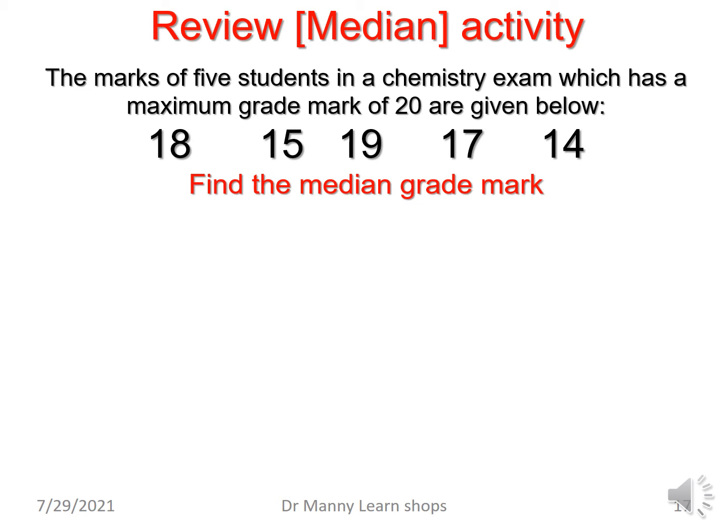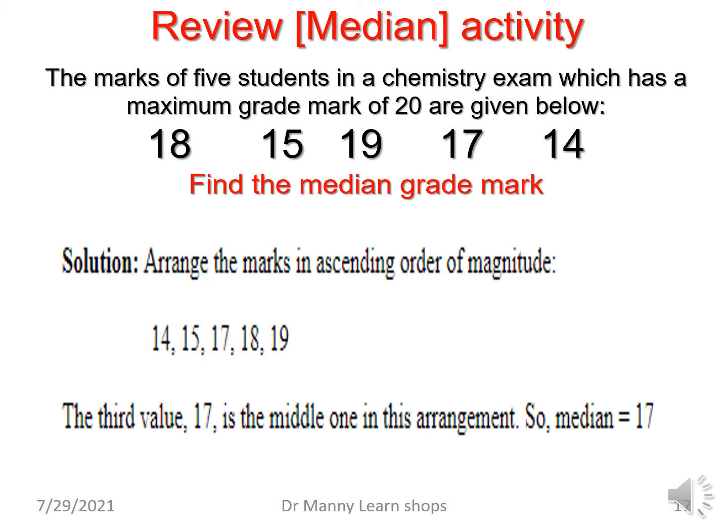So let's review the median activity. The marks of 5 students in a chemistry exam, which has a maximum grade of 20, are given below. Arrange them in ascending order. Find the median grade mark. So you arrange the marks in ascending order of magnitude: 14, 15, 17, 18, 19. The third value is 17, and it's the middle one, so the median is 17.